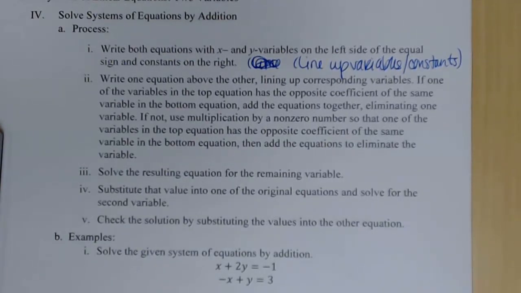If one of the variables in the top equation has the opposite coefficient of the same variable in the bottom equation, add the equations together, eliminating one variable. If not, use multiplication by a non-zero number so that one of the variables in the top has the opposite effect of the same variable in the bottom. Then add the equations to eliminate the variable.